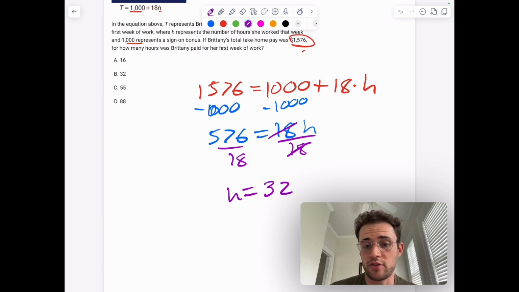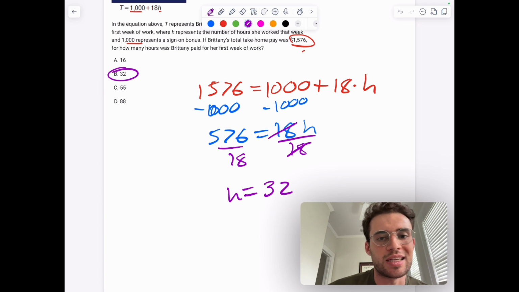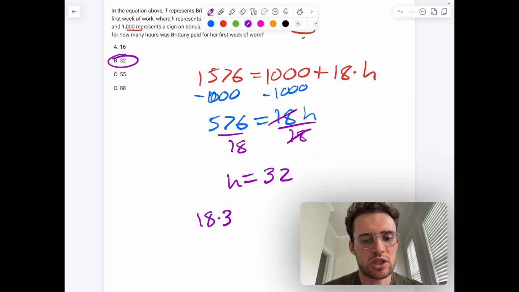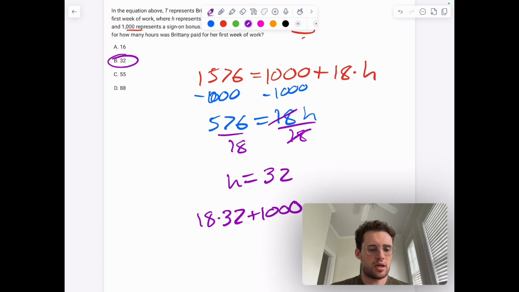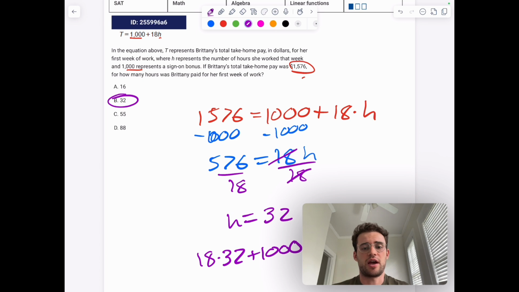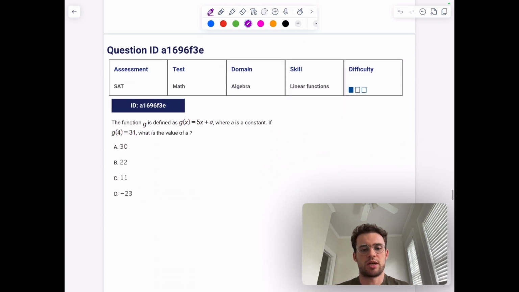You can use a calculator for that, or you could do it by hand as well. But 32 is the number of hours she worked. If you want to check that, you just plug it back in. Just do 18 times 32 plus 1,000, and it should give you 1,576. 18 times 32 plus 1,000 equals 1,576. Okay, that checks out. You could have also plugged in all of the values and seen which one works, but in this case, I think you just do it algebraically and you can make sure that you're right.